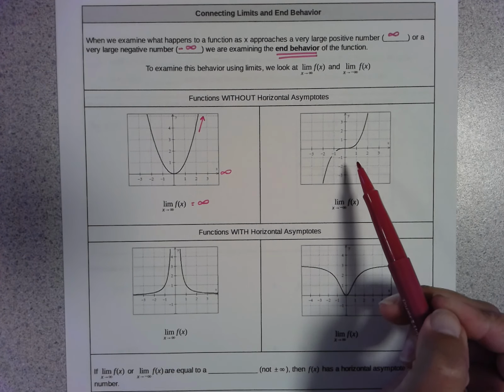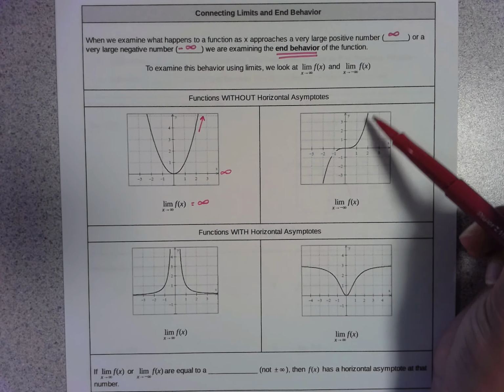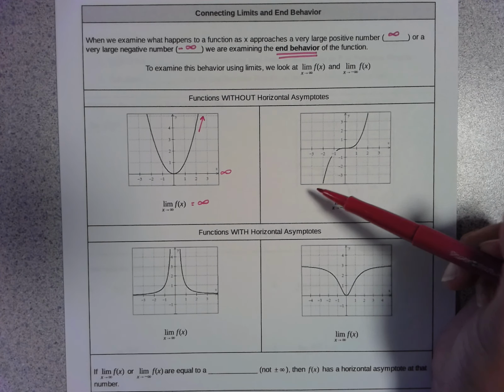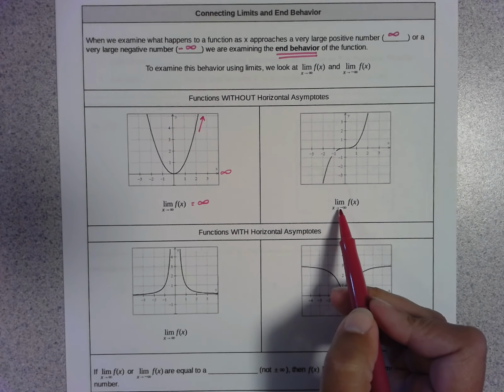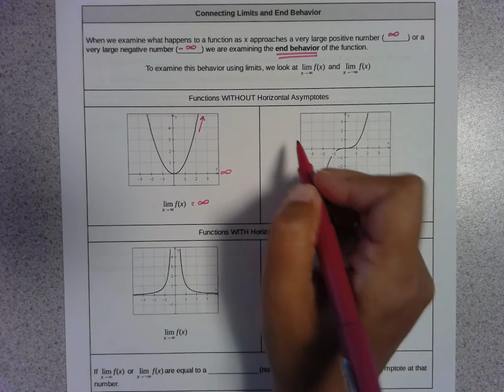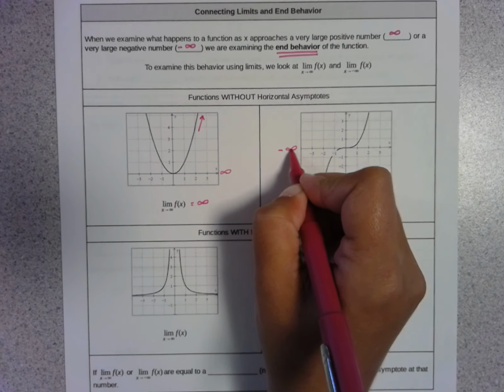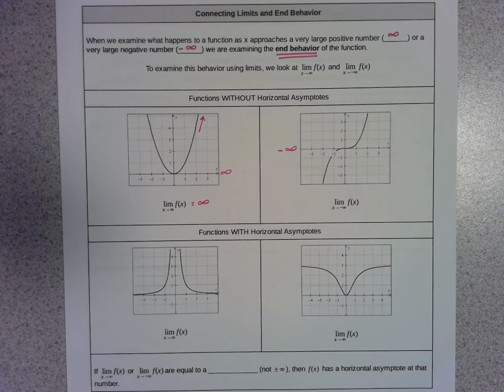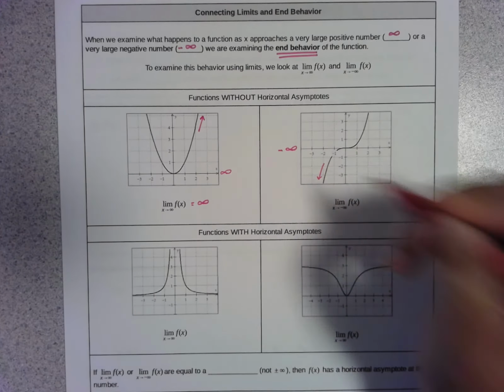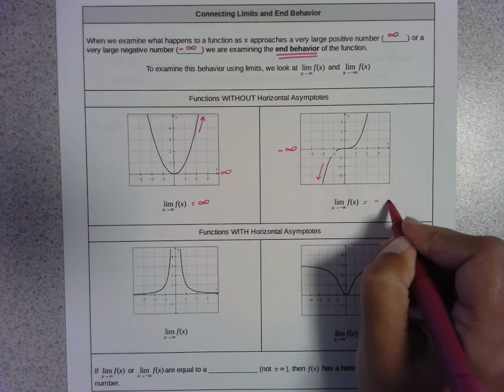Another example would be like this one where the ends go opposite ways. So one end could go up and the other end could go down. In this case, if I was to find the limit as x approaches negative infinity, on the x-axis that is to the left. And if I were to follow this graph to the left, it would be going down towards negative infinity.